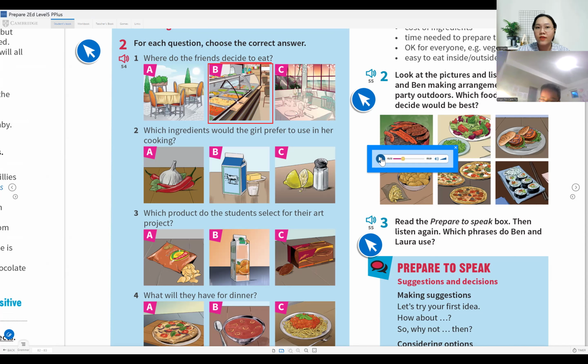Let's see. Oh, that is C. That is not C, but now less than 1 minute of our meeting here. So let's listen again too. I will send you another link for the class.